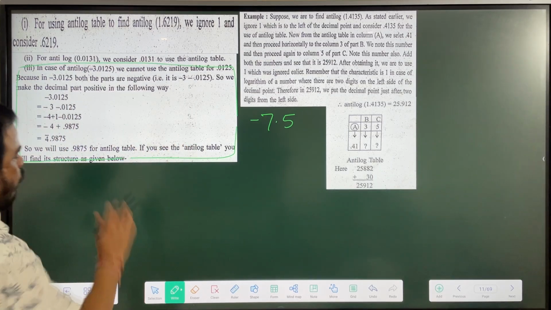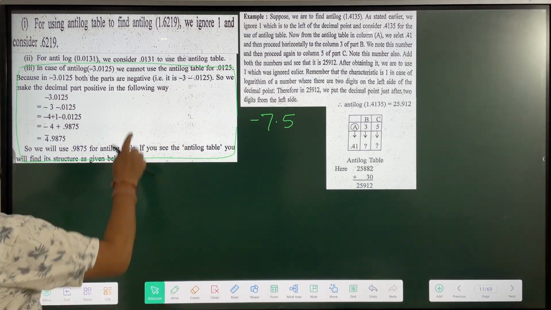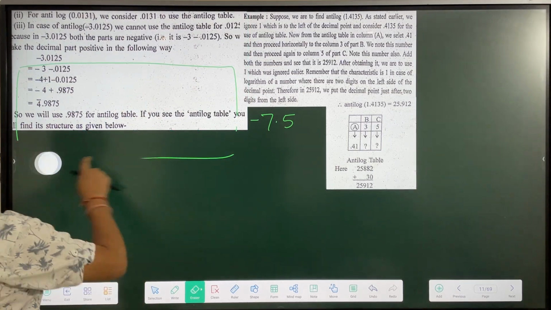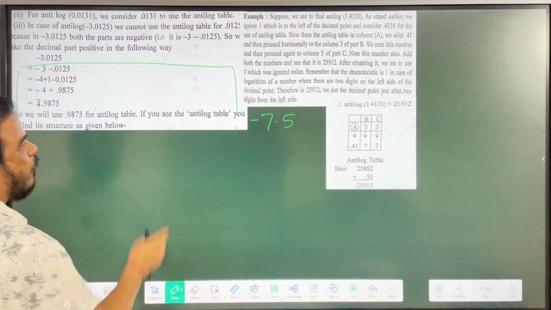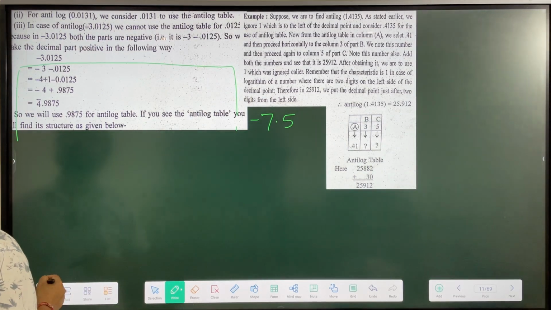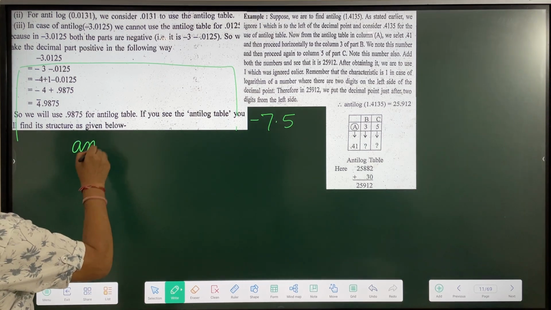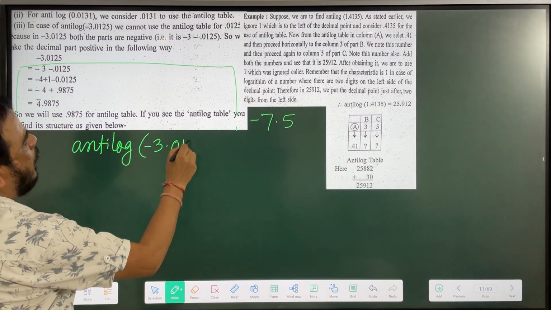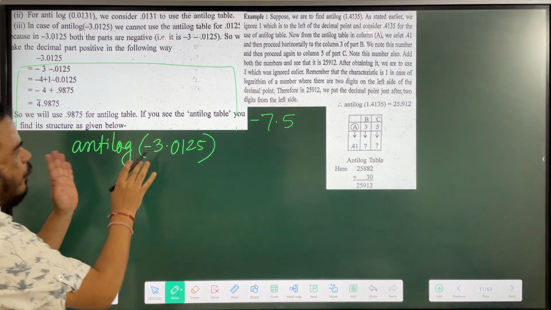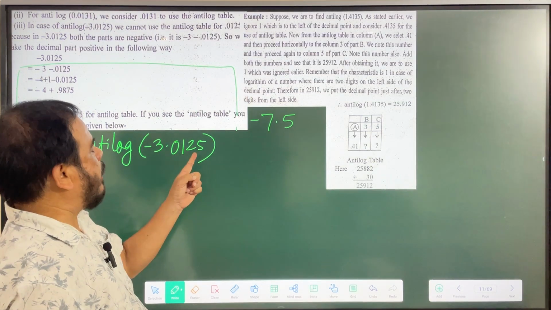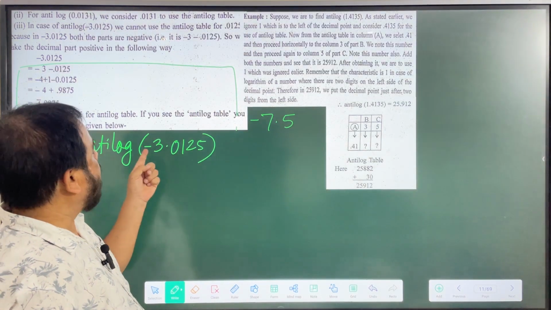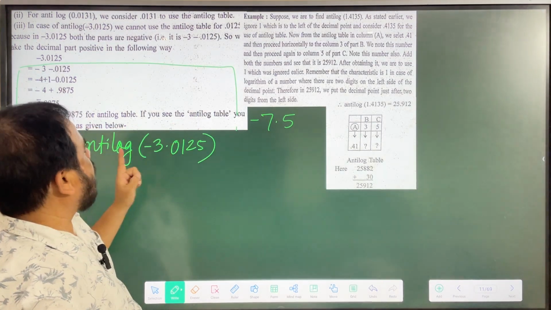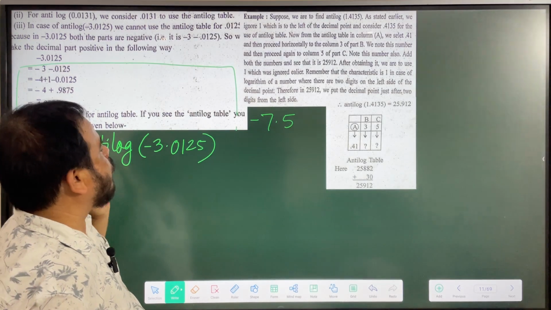So in that case, here one example is given. Why am I explaining this example? Because it is given in the book, so you can understand properly. Antilog of minus 3.0125. We cannot find the antilog of 0.0125 because this is negative. Minus is there before 3, which means as a whole this number is negative. We have to make it positive first, then only can we do it.